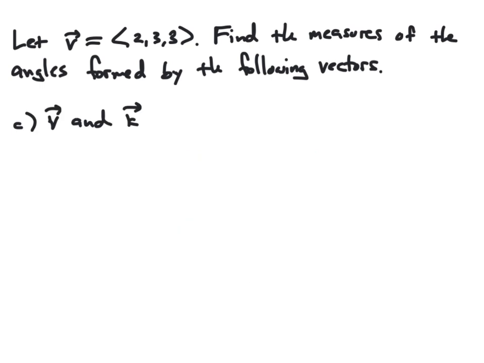And last but not least, we want the angle between vectors v and k. Here we have the cosine of our angle c as the dot product of v and k over the products of the magnitudes, which would be the square root of 22. So we have cosine of c equaling 3 over square root 22. And here we have c will be the arc cosine of this value.